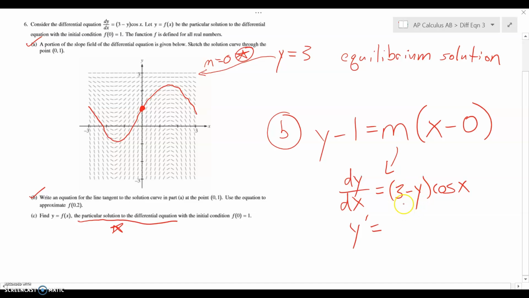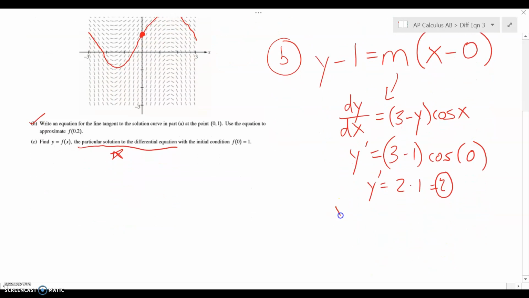If I plug a 1 in there, I've got 3 minus 1 for our y, or for the first part of the expression. And then I've got cosine of 0. So cosine of 0 is 1. 3 minus 1 is 2, so I have 2 times 1. That means that my slope is 2. So for my equation, I've got y minus 1 equals 2 times, and I'll just write x minus 0.